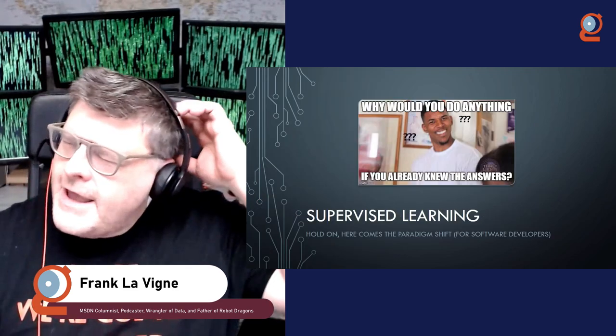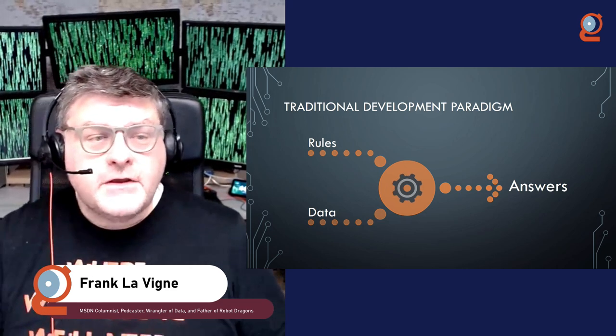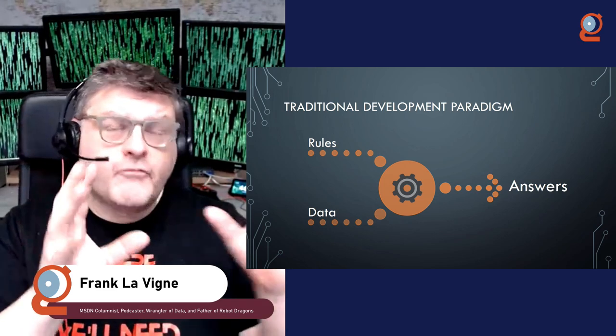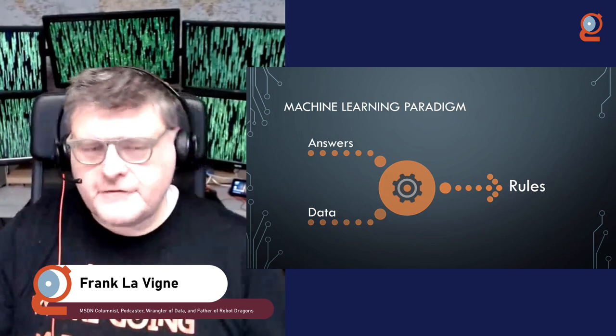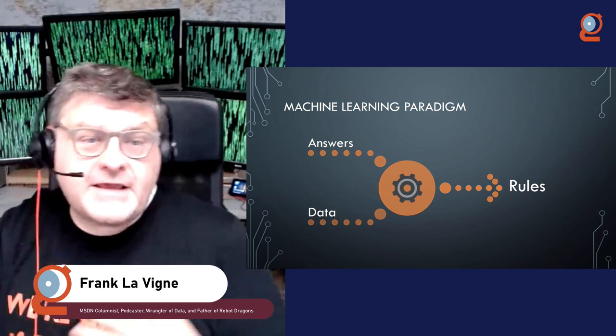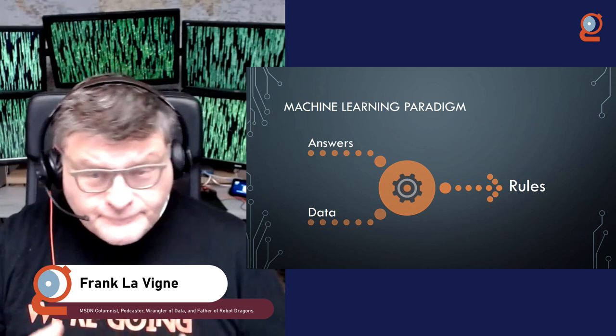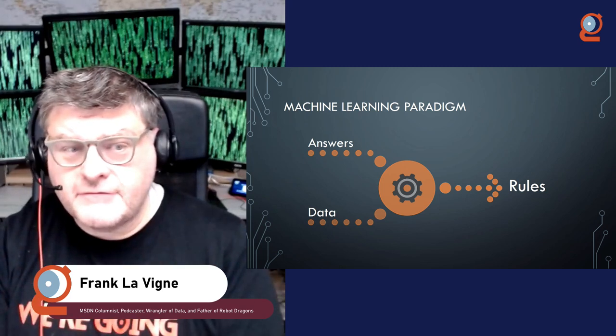Now, at one point, you're probably wondering, hey, why would you do anything if you already knew the answers, right? If you're a software engineer, chances are you're not a career software engineer like I used to be. But ultimately, here's the paradigm shift that's going to be very crucial, a different way of thinking that comes with artificial intelligence and machine learning. In traditional development, you get the data, then you program in the rules, and then answers are computed. Machine learning inverts this a little bit, because you give it the answers and the data, and then the rules are inferred, right? The computer will use a series of algorithms to interpret what the rules are of what you're trying to figure out.